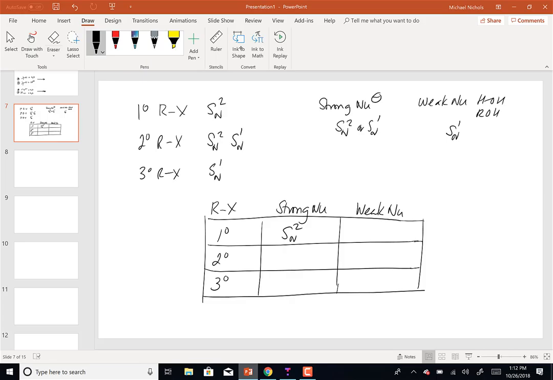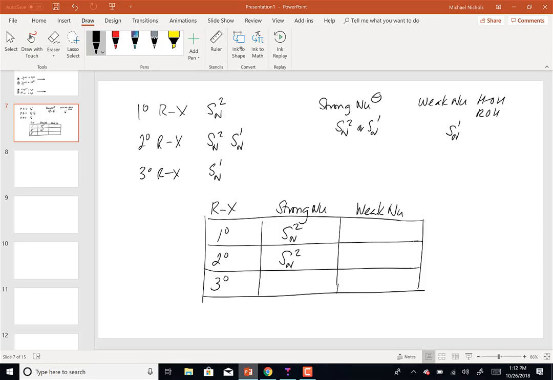And that's it. Secondary plus a strong nucleophile. Well, what we're going to say here is that it has to undergo SN2 as well, because a strong nucleophile is going to favor an SN2. Strong nucleophiles like to attack, and if they were sterically hindered, then they would wait for the molecule to form a carbocation and then add.